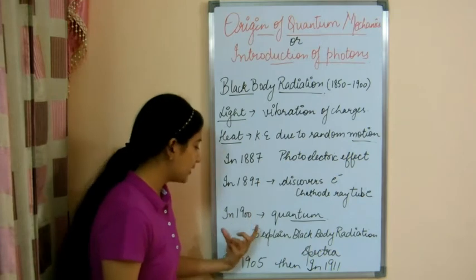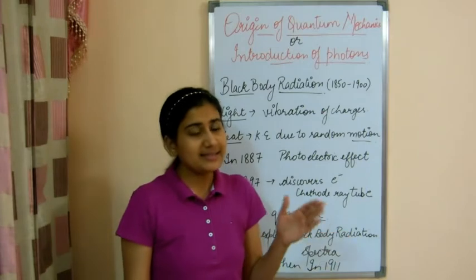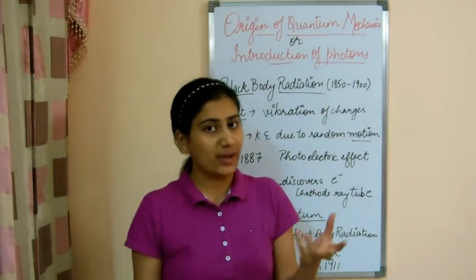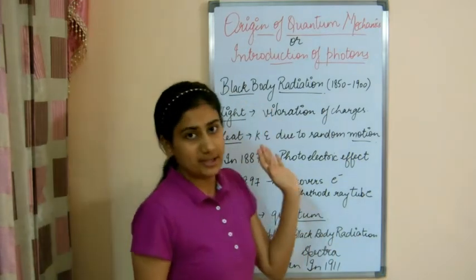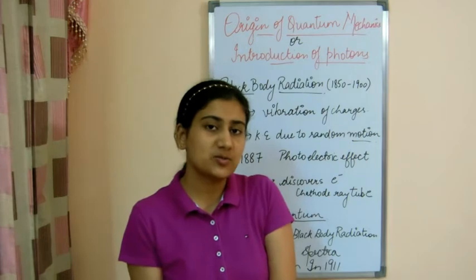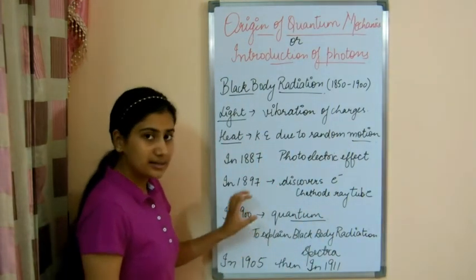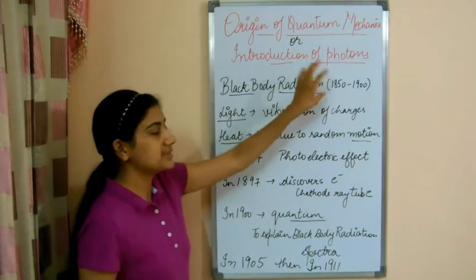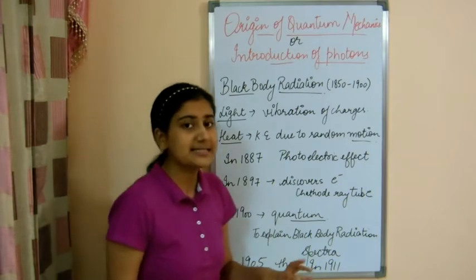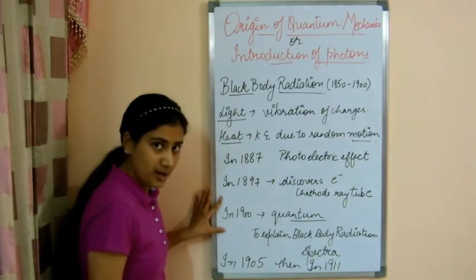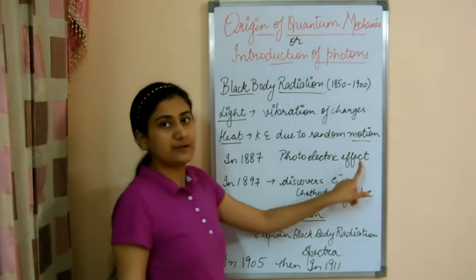So in 1900, what happened? Planck suggested that we assume one thing, and this assumption would explain blackbody radiation. So after five years, in 1905, Einstein said, I am going to use your assumption, but I am going to modify it further and I am going to explain this photoelectric effect.